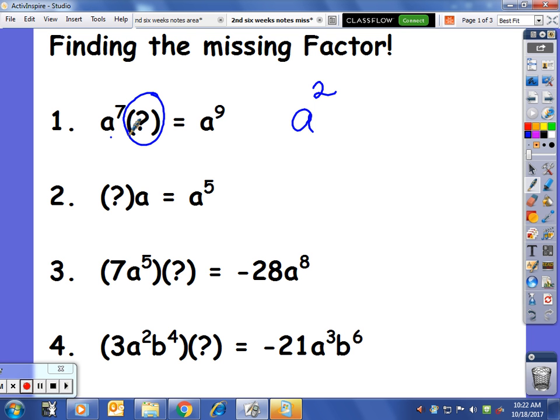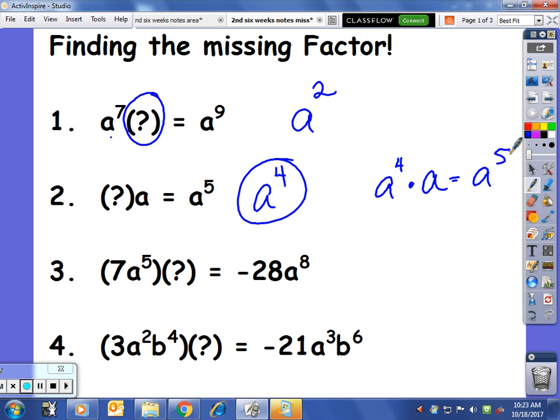Now, this is what some kids do. Some kids will tell me 4 is the answer. But 4 times a is 4a. 4 times a is not a to the 5th. So be careful. I know what you mean here. You mean the exponent should be a 4. But what's the whole factor? A to the 4th is the missing factor. Because if you work backwards, a to the 4th times a is how we would get that product of a to the 5th. Are you with me?